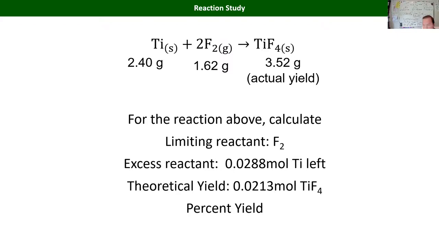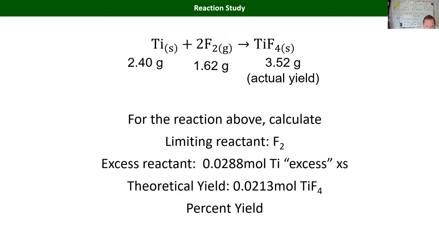0.0288 moles NEM left, or excess, which also gets abbreviated as just the letters XS.